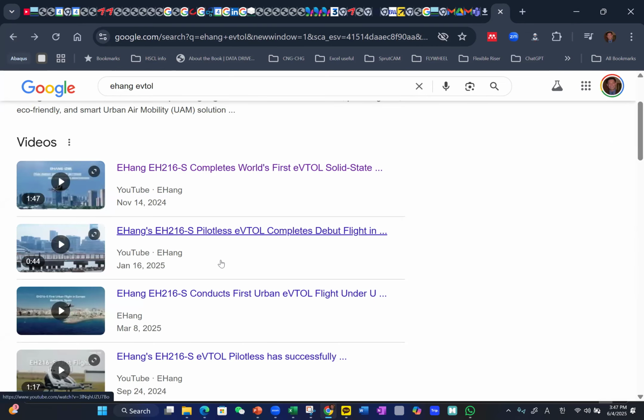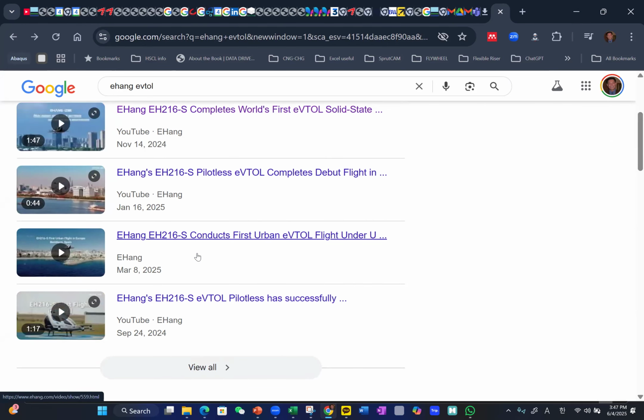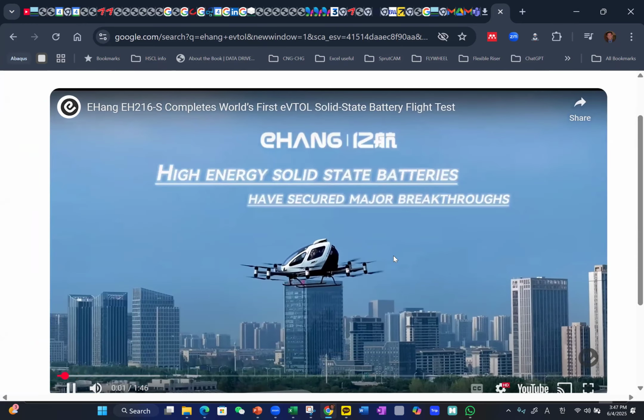Well, as you can see, the EHang is technologically the same as the Joby, but there is a big difference. The difference is that the direction of a propeller does not change.